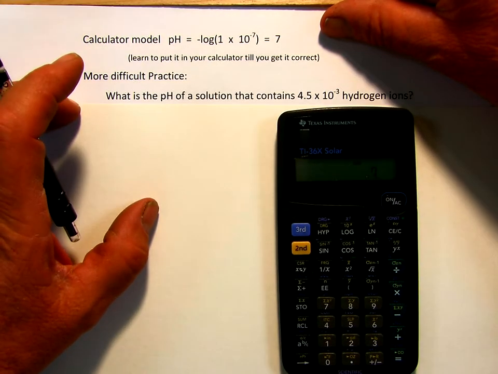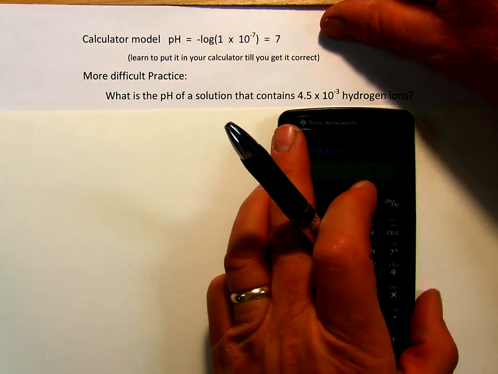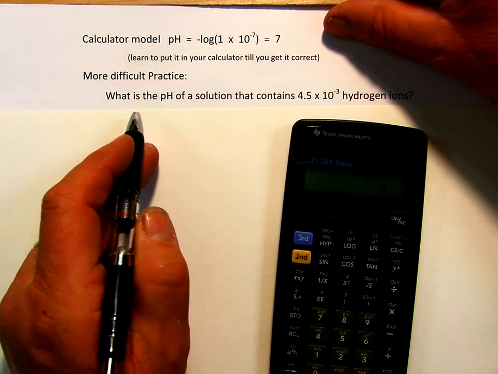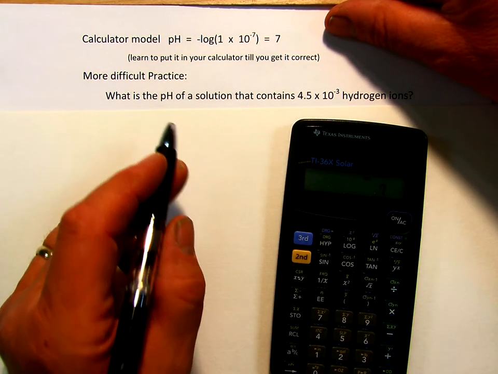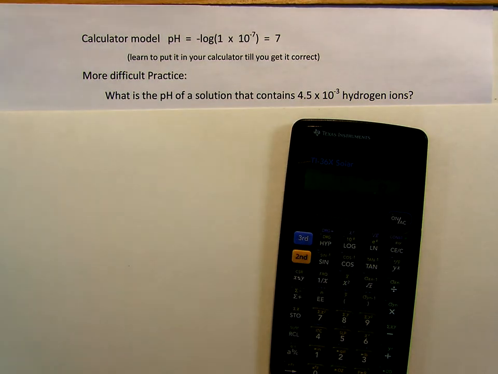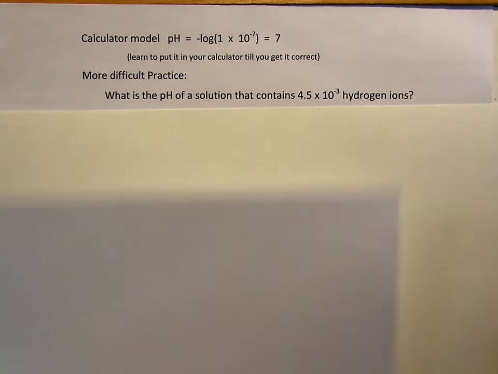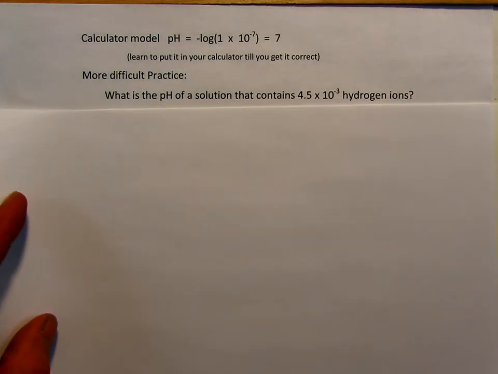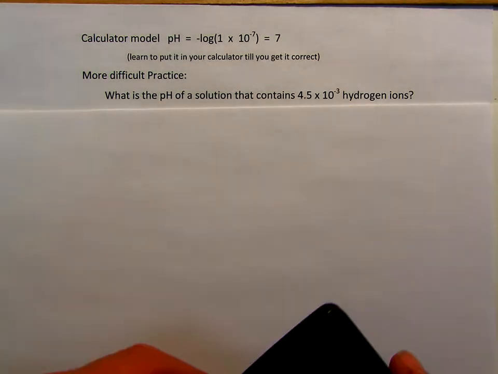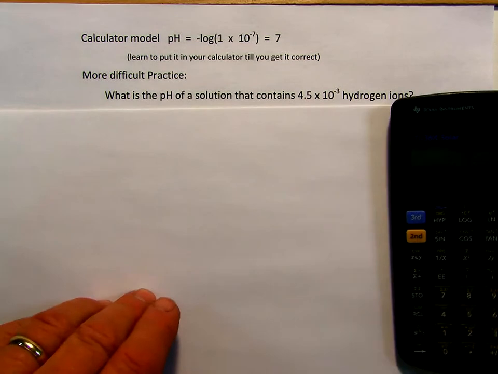Now, for instance, this problem right here says, what is the pH of a solution that contains 4.5 times 10 to the minus 3 moles per liter of the hydrogen ion? I'm thinking that you can probably estimate it here, can't you? Can you estimate it as a pH of about 3? Well, that's where we're headed. We're going to see if it really works that way.